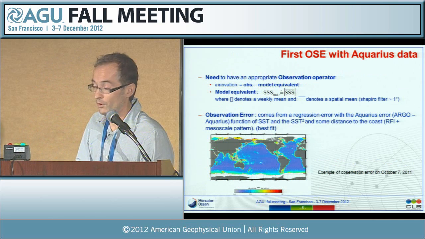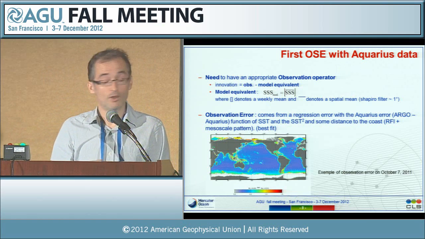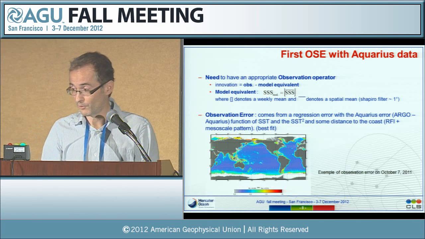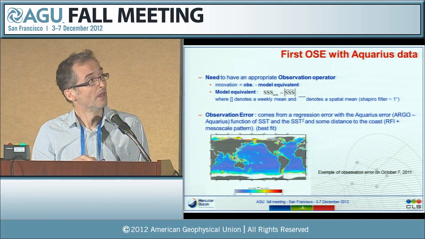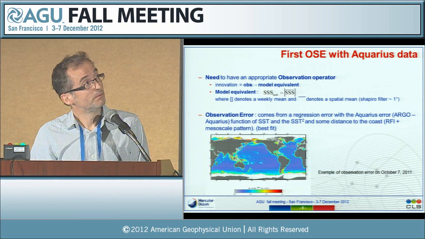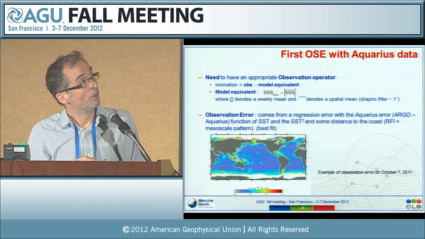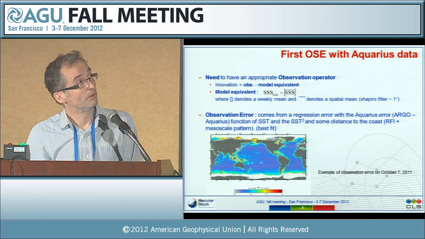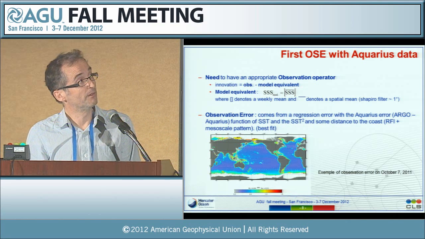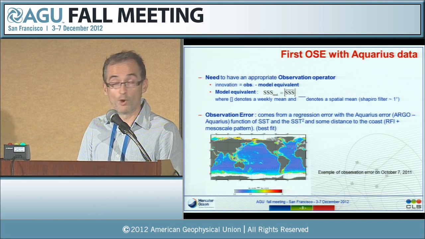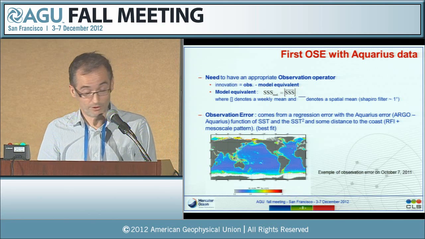SSS data. So in order to assimilate this data, we need to have 2 important things. The first one is an appropriate observation operator. This operator is a key point because we have to have a good innovation in the system, so we compute the observation minus the model forecast equivalent. We made a weekly mean and a spatial mean to have a 1 degree resolution.